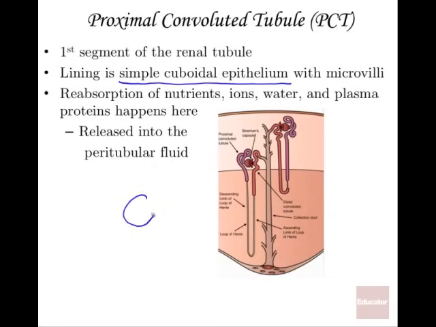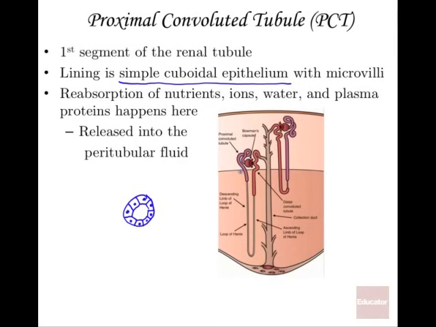If you were to take a cross section of the PCT, you would see kind of cube looking, one cell layer thick cells. And of course, they're all going to have their own little nucleus. So here's that rounded cuboidal epithelium. This would be called the lumen, the space within this tube. And reabsorption of nutrients happens here. What's meant by that is you have water and solutes coming through here, and that's eventually going to be urine.